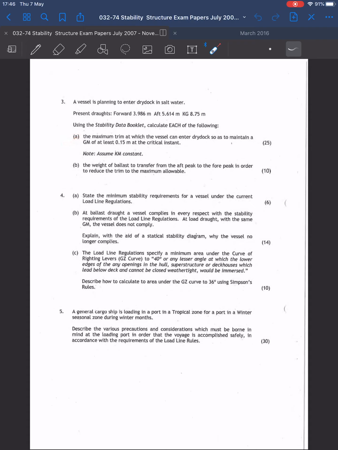A. The maximum trim at which the vessel can enter dry dock so as to maintain a GM of at least 0.15 meters at the critical instant. Note, assume KM constant. B. The weight of ballast to transfer from the aft peak to the forepeak in order to reduce the trim to the maximum allowable.